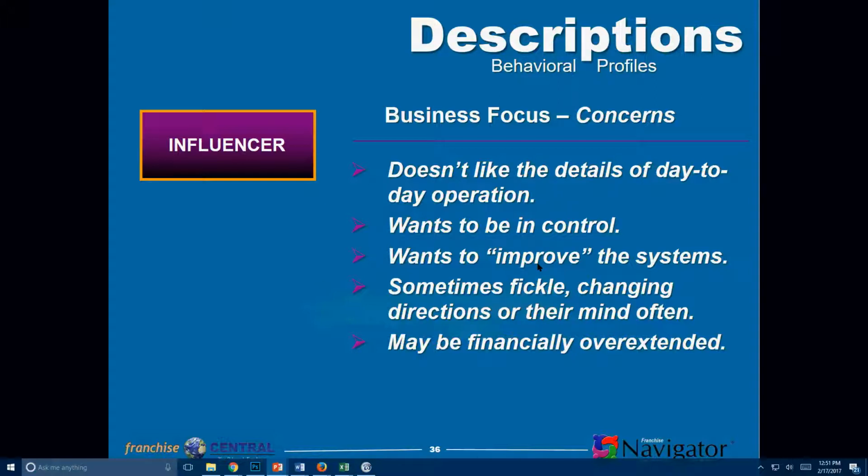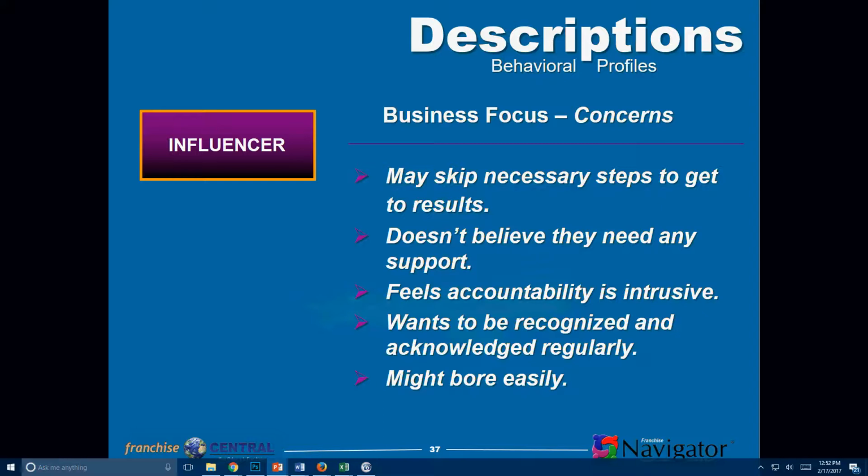Again, if it's a high influencer and a high accomplisher, they're going to look at how can they improve something. How can they make the sales process faster, more effective, with faster results? And they're very fickle. They're going to change their minds. They're going to change their directions very often. And again, being financially overextended to some degree is a negative. To some degree for them it's a positive because it gives them that incentive.